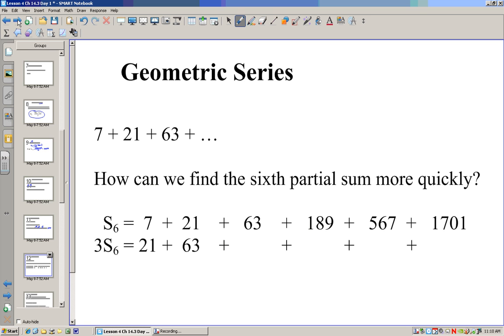Now let's look for a method for finding this. So what I'm going to do is start with my S of 6, my sum of my first 6 terms, and I'm going to multiply it by my common ratio, which is 3.